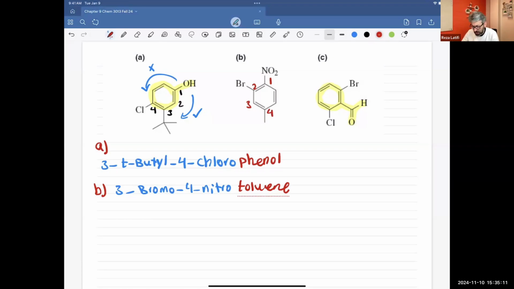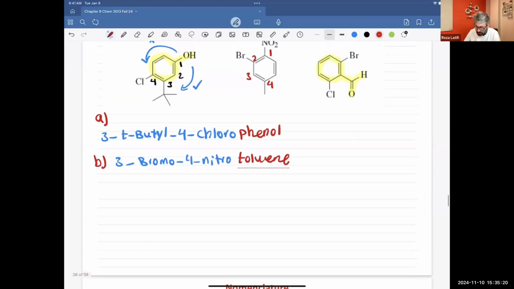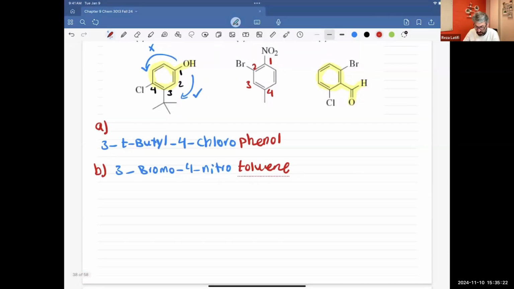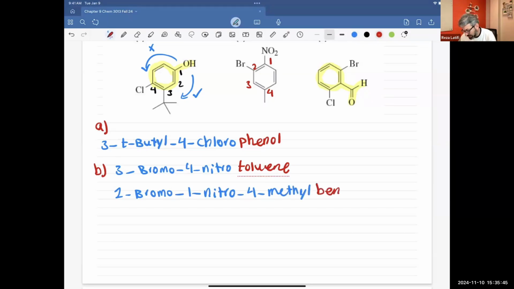Okay, and why this way? Because we get 1, 2, 4 instead of 1, 2, and 5. So it's better to label it that way. And bromo will get the highest priority. So we get 2 bromo. Next, we get 1 nitro. Next, 4 methyl. And last thing, now that I don't have any functional group, I will add benzene to the end of the name. So it will be 2 bromo, 1 nitro, 4 methyl, benzene.